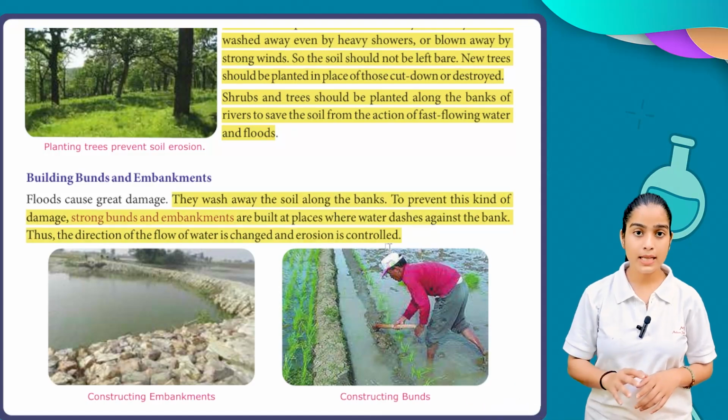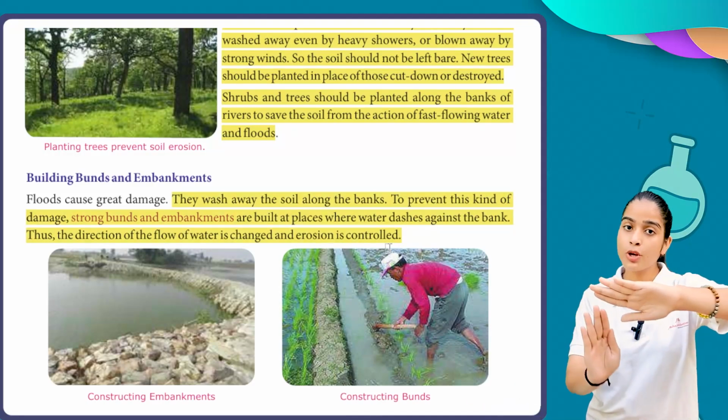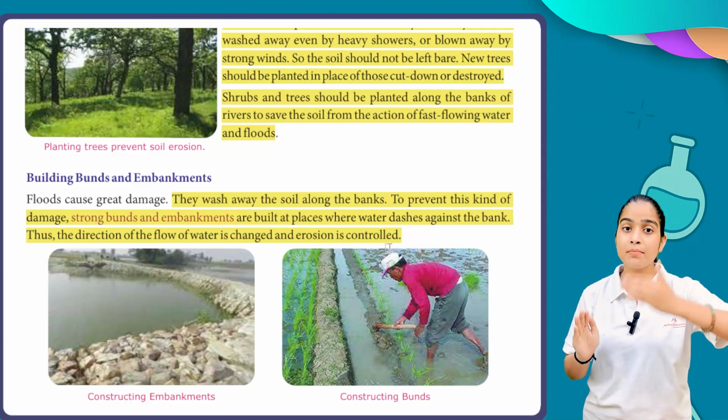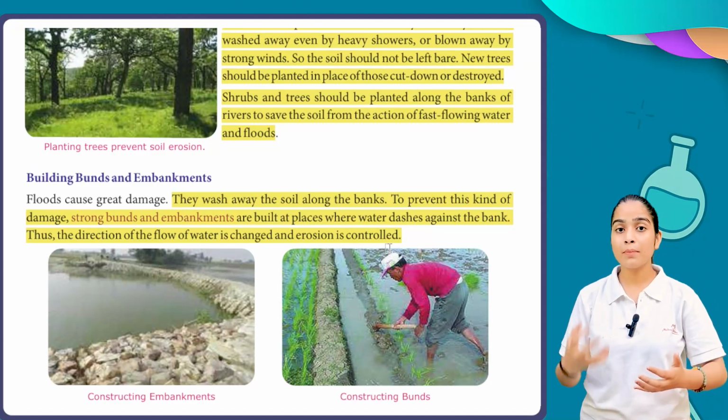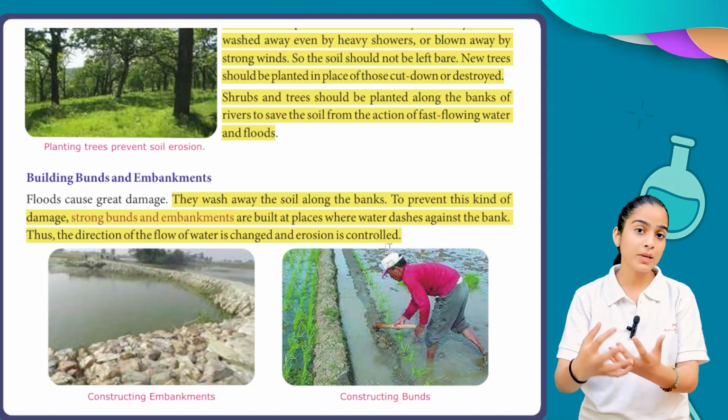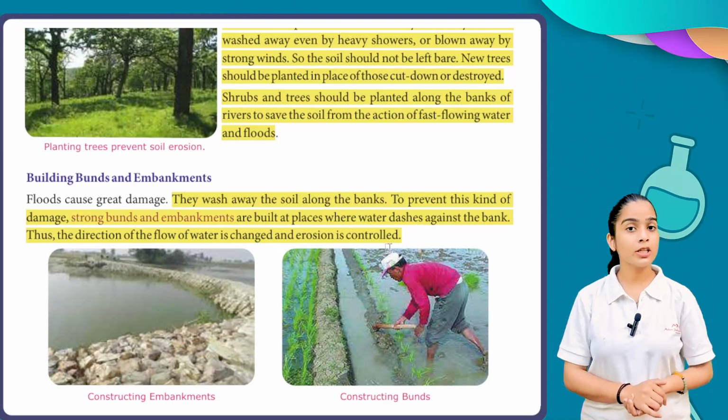So what we understand here is that this is the direction of the flowing of water, right? If we make embankments opposite to it, what will happen? The flow will be held at a particular place, so it will result in soil conservation.